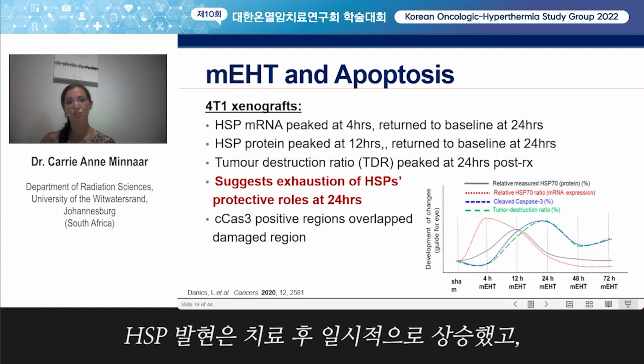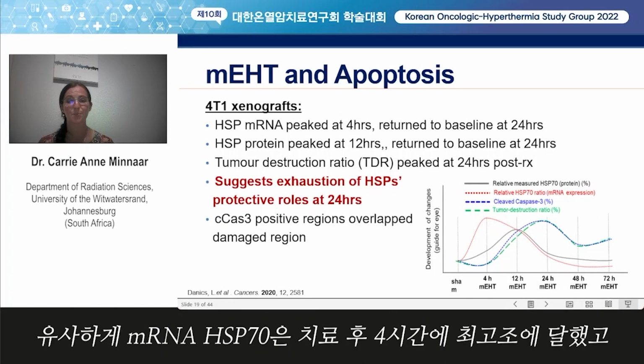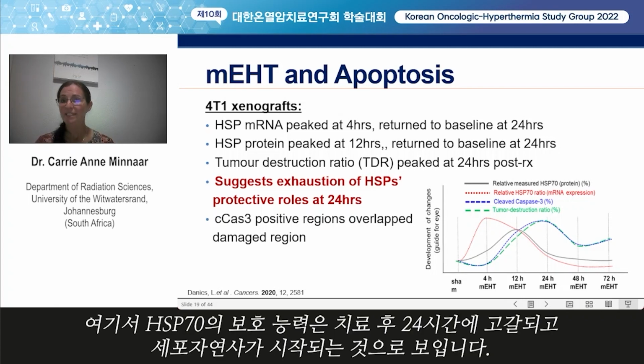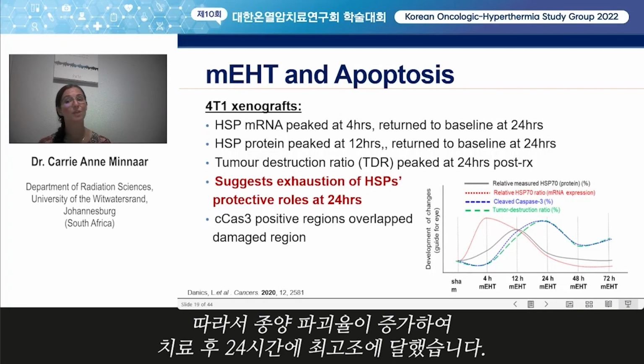HSP expression was transiently elevated with a peak at 12 hours post-treatment and returned to baseline at 24 hours post-treatment. Similarly, the mRNA HSP, which peaked at 4 hours post-treatment, returned to baseline at 24 hours post-treatment. It appears here that the protective ability of HSP70 is exhausted at 24 hours post-treatment and apoptosis begins, because the number of viable cells decreased and tumor destruction ratio therefore increased with a peak at 24 hours post-treatment.